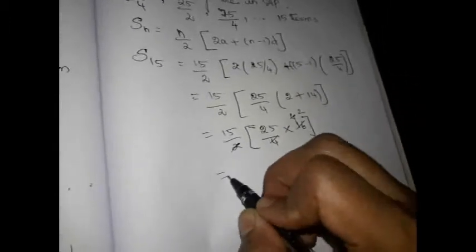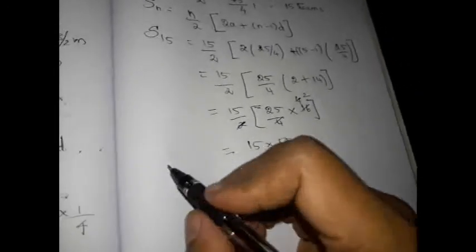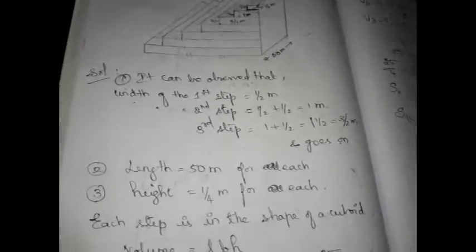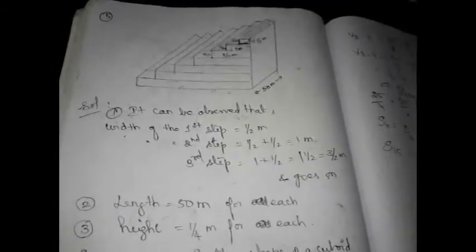2 2s are 2, right? So 25 into 2 into 15 you got. So 15 into 25 2s are 50. 15 5s are 75. So 750 meter cube is the volume of the concrete required to build the terrace. Yes. So you have to give your conclusion here. Hope you understood what we did. The only thing you have to do is analyze and understand the question and then proceed with your problem. Analyze the diagram properly, understand it and then proceed.